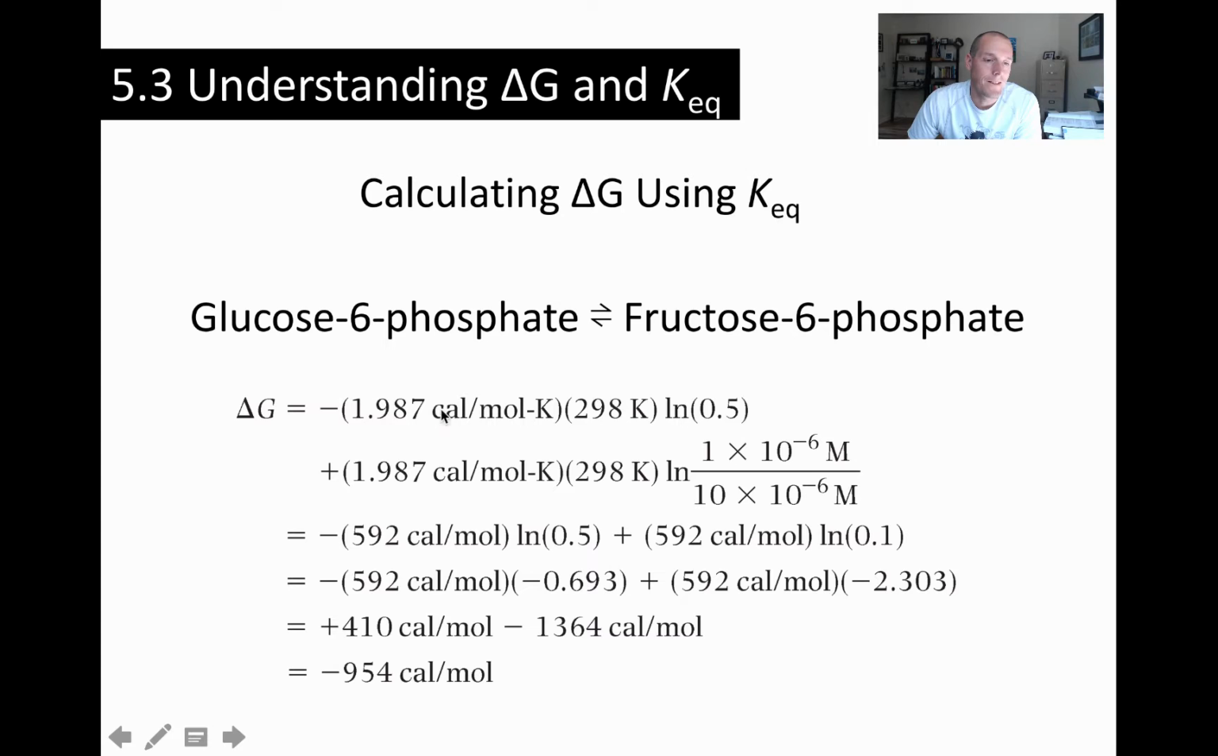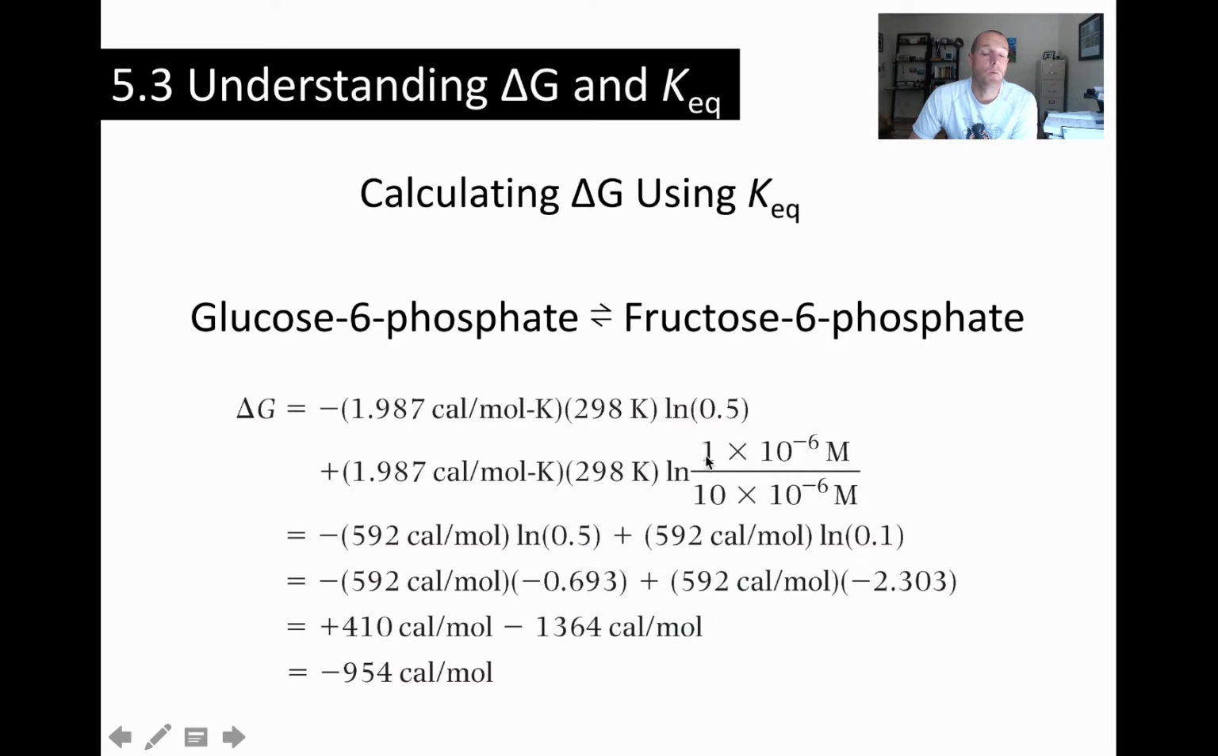Minus 1.987 calories per mole Kelvin. That's the universal gas constant. There is our temperature in Kelvin, and there is the natural log of our equilibrium constant determined under standard conditions of 1 molar product and 1 molar substrate. Then we're adding to this value we just calculated the universal gas constant multiplied by the temperature at 25 Celsius, multiplied by the natural log of the prevailing concentration of the product over the prevailing concentration of the substrate.